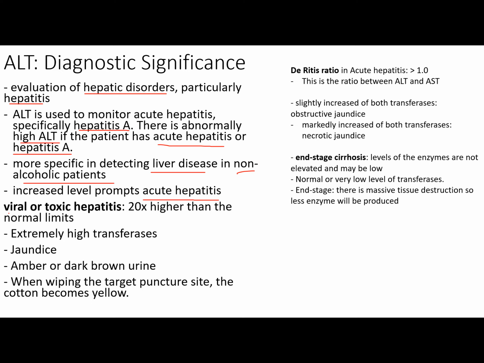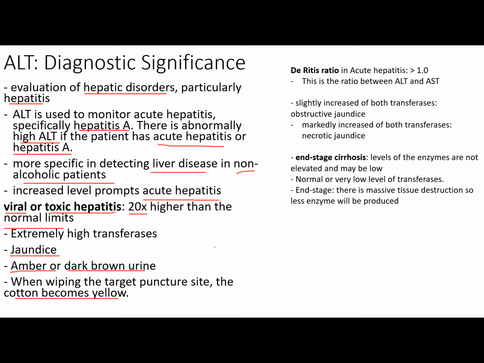Now, if the patient is suffering from viral or toxic hepatitis, usually ALT levels are 20 times higher than the normal limit. This is an extremely high level of transferases, and you would be able to see, class, in viral toxic hepatitis, jaundice. So this is a yellow discoloration of the skin, di ba? And even the eyes. Amber or dark brown urine. Now, when wiping the target puncture site, the cotton would become yellow. So in your internship, you may encounter these patients that are suffering from jaundice, class.